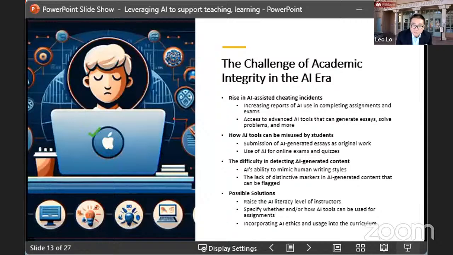And also there's the difficulty in detecting AI-generated content. I mean, AI can write like a human, and there is no distinctive marker that we can use to know for sure that something is written by AI. And AI detection software has a lot of issues. They don't really work. Right now, I'm chairing my university's academic honesty task force to evaluate whether we even want to have AI detection software at all, and reviewing our academic honesty policy.